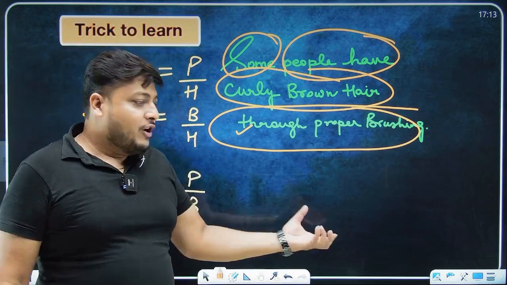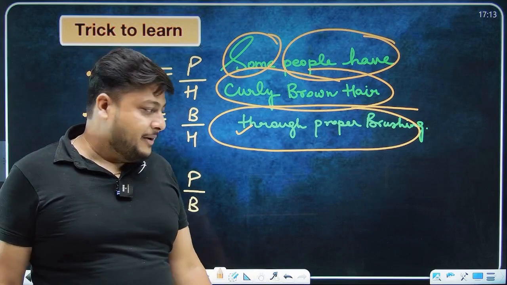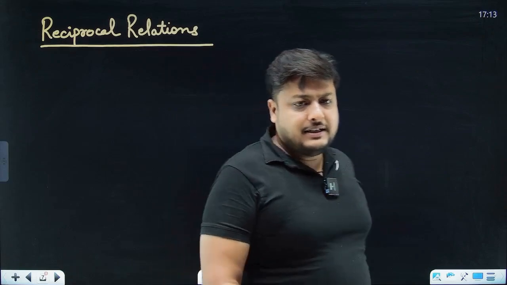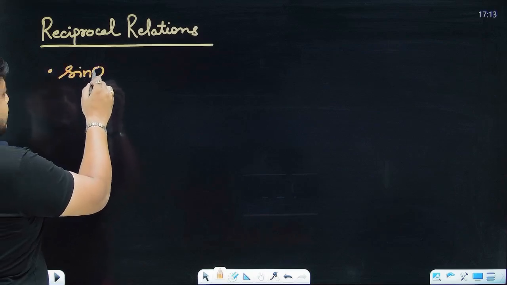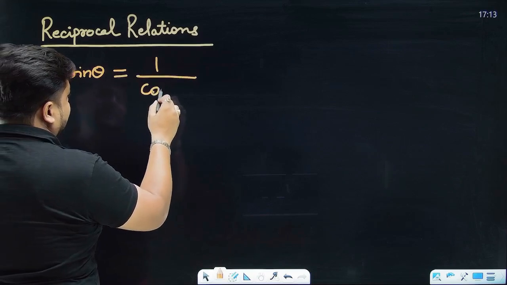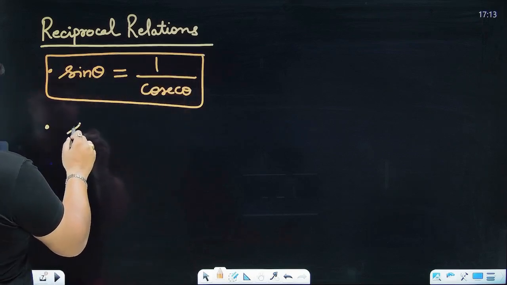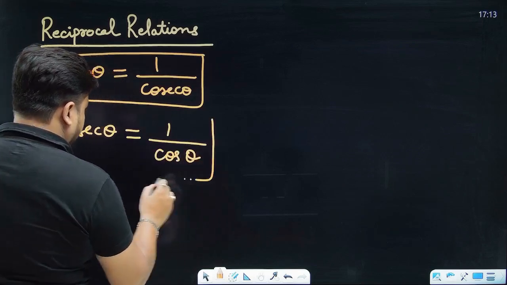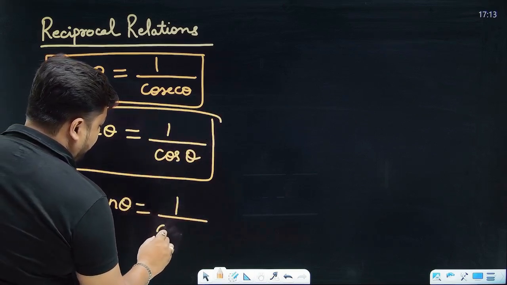Now students will say, what about the rest of the three ratios? We have three more ratios now: cosec theta, sec theta, and cot theta. I will teach you that also. For that, we have to understand the reciprocal relation between the ratios. We have six ratios. Sin theta is the reciprocal of cosec theta. You have to learn this. Similarly, sec theta is the reciprocal of cos theta, and tan theta is the reciprocal of cot theta.